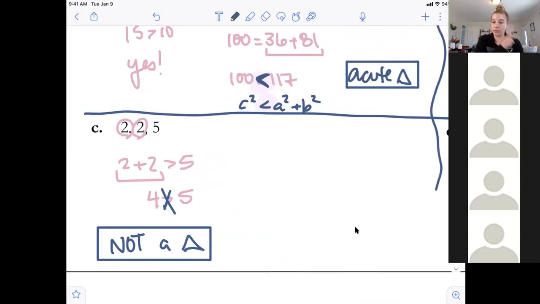Okay, so we've done an example of an acute triangle, an obtuse, and then not a triangle. We did an example of a right one above. So now we've done an example of everything. We're just going to see what this last one is. Anybody have any questions so far?